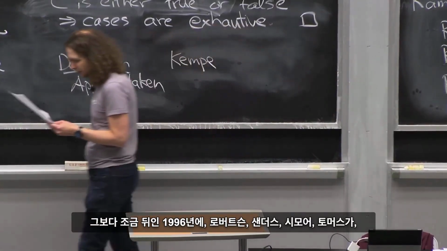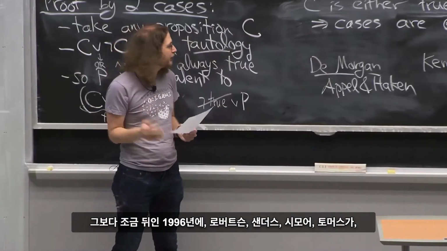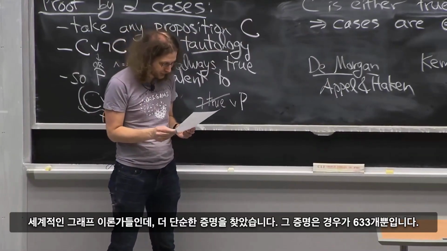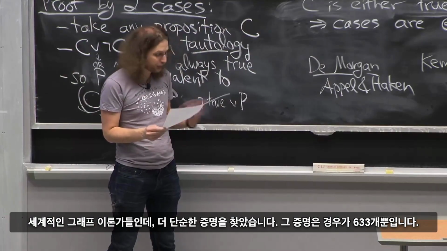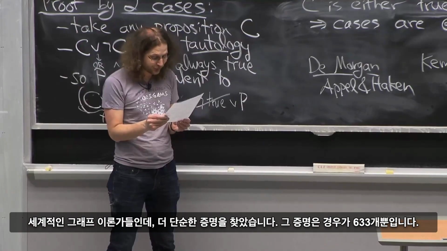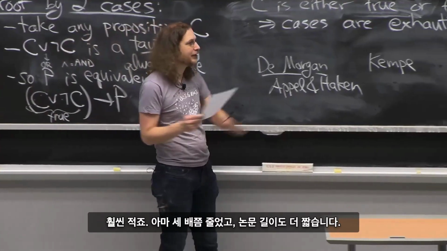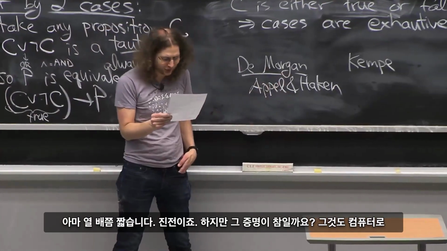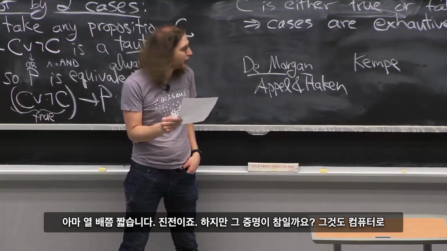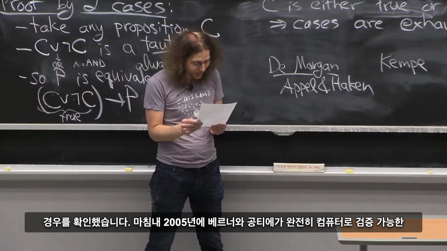A little bit later, though, 1996, Robertson, Sanders, Seymour, and Thomas, some of the top graph theorists in the world, found a simpler proof. That proof only has 633 cases. So that's a lot less, maybe 3 times fewer cases. And also the length of the paper is shorter, maybe 10 times shorter. So that's progress. But is that proof true? It also used a computer to check the cases.